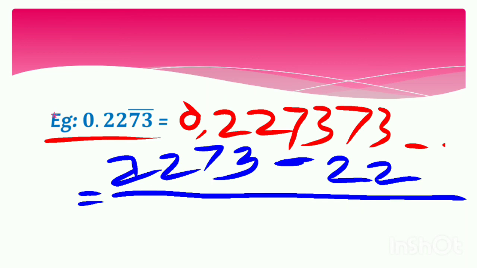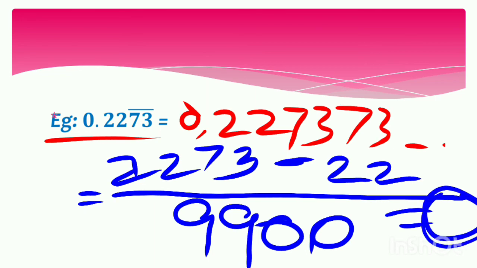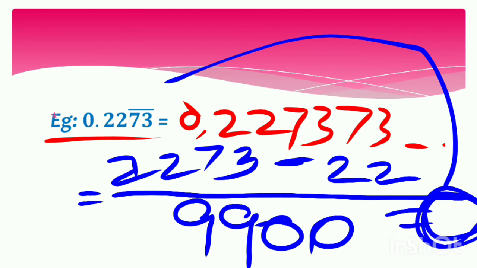How to form the denominator? As many 9s as the number of repeating digits. 2 digits are getting repeated, so 99, followed by as many zeros as the number of non-repeating digits. 2 digits are non-repeating, so 00. So what will you get? On subtracting you will get some fraction, right? This fraction is nothing but the vulgar fraction form of this recurring decimal.